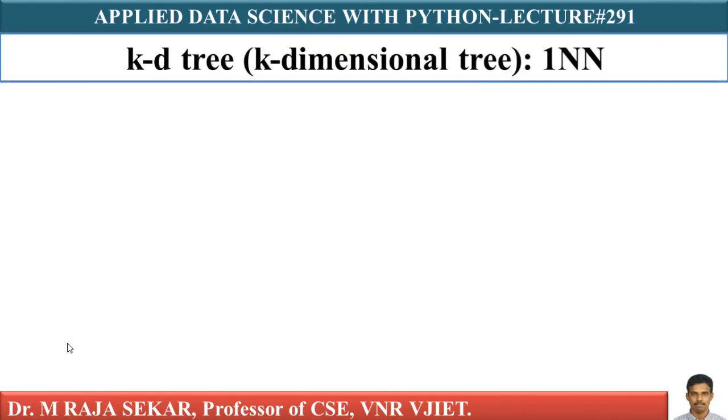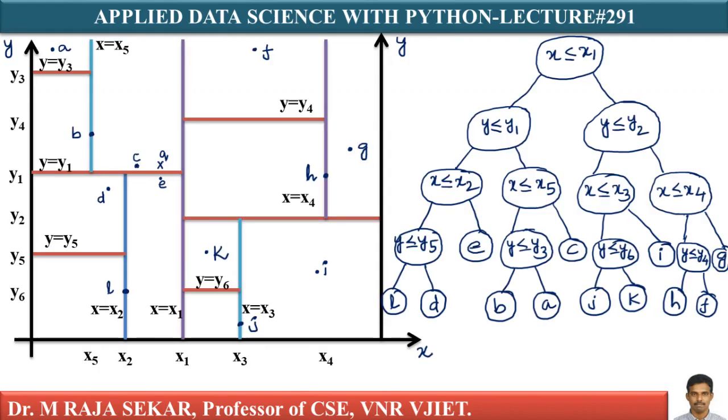In this lecture, we will try to understand how to find one nearest neighbor with the help of a KD tree, that is k-dimensional tree, which we discussed in my previous lecture, that is in lecture number 290. Before understanding this lecture, I request you to go through lecture number 290, the previous lecture.